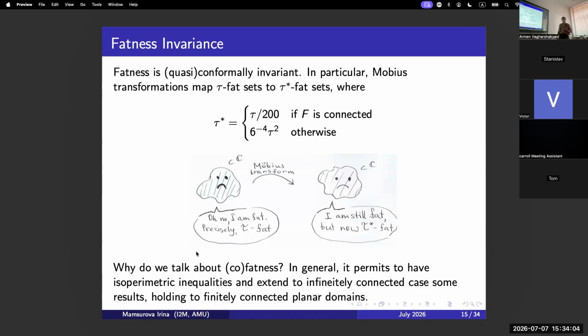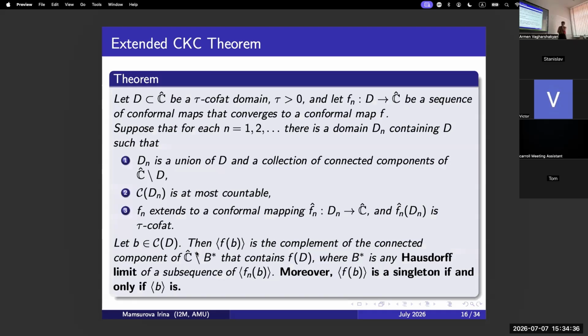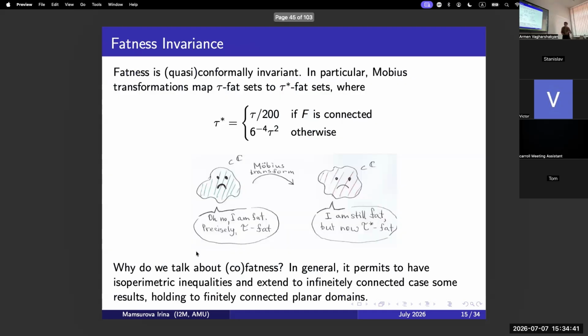Now, finally, I will say why we are interested in fatness. It's because usually it provides us some isoperimetric inequalities. And there are also some nice properties which are known for finitely connected domains, but we can rewrite them for fat domains. Now the next theorem, the extended Carathéodory theorem.